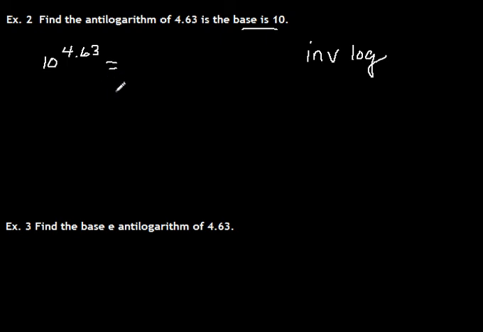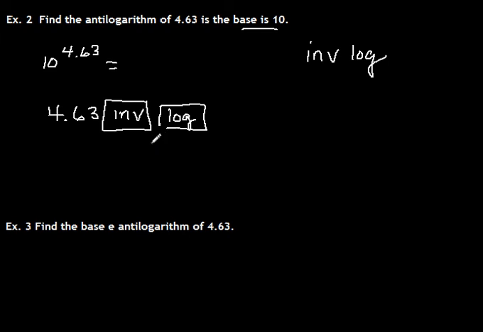So you could just do 4.63, and then you would do your inverse button, and then your log button. This is when it's base 10, because the log on your calculator is base 10. So just think the anti-log is the inverse log, and you just plug that into your calculator, and you would get 42,657.95.